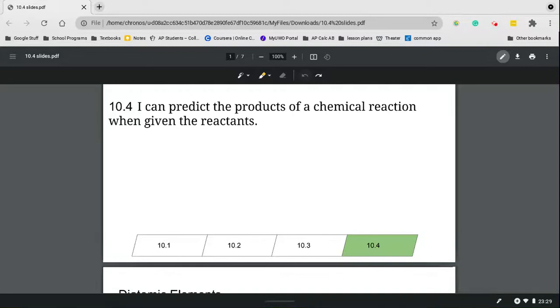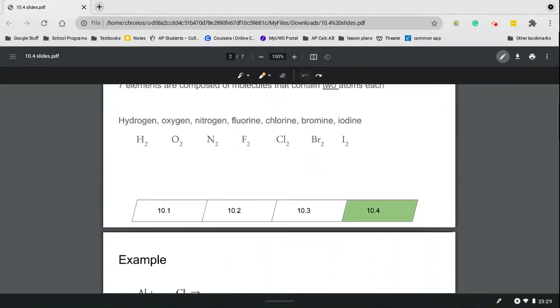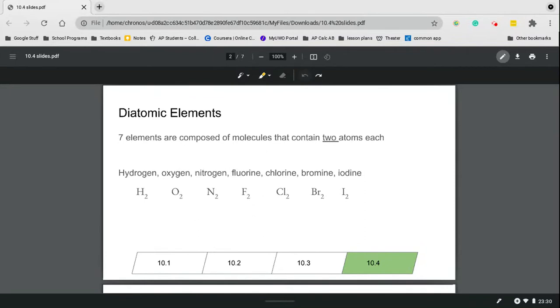So now we're predicting the products of a chemical reaction from the reactants. And so we're just going to have to remember the diatomic elements. And so there's hydrogen, oxygen, nitrogen, fluorine, chlorine, bromine, and iodine. And so these elements are always going to be a molecule of two of the same one.